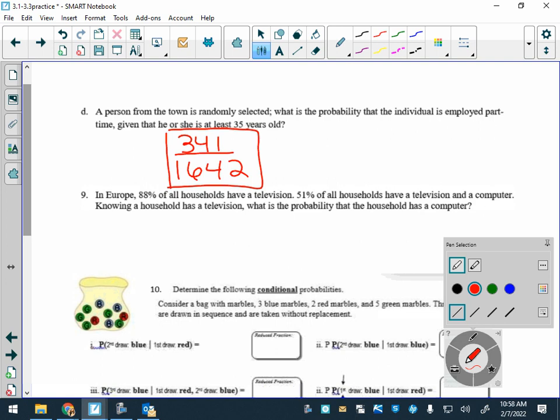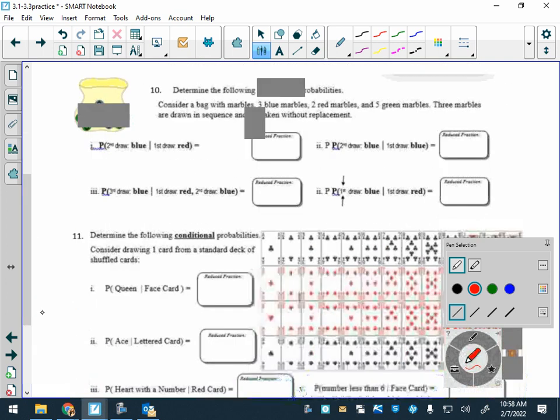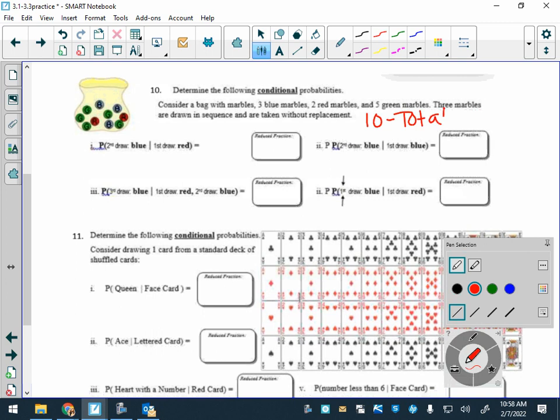Okay. So we're going to do the next two. We have marbles and then we have cards. Okay? So, consider a bag with marbles, 3 blue, 2 red, and 5 green. So how many in total do we have? 10. So we have 10 in total.